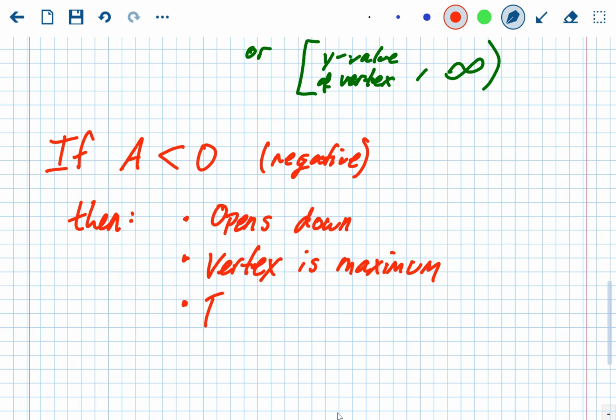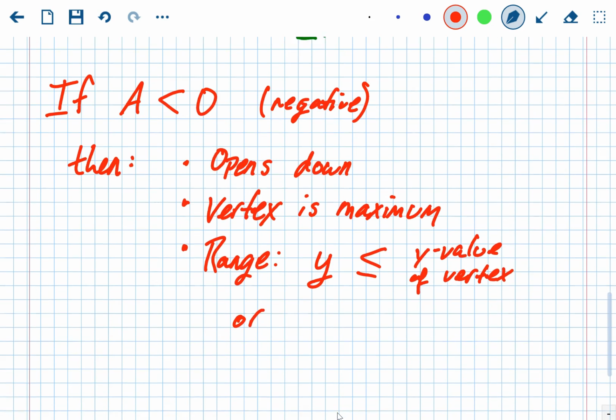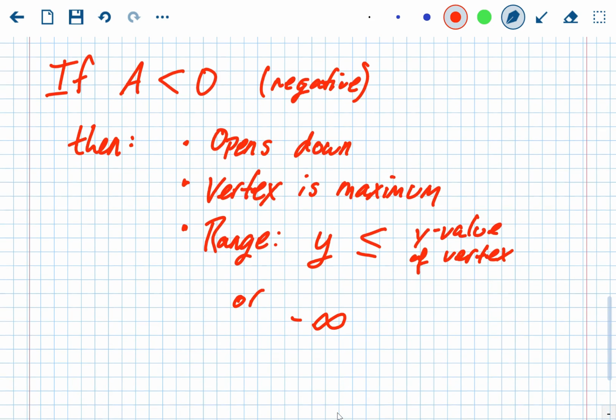And your range is going to be the flip of what we just wrote. It's going to be your y values are going to be less than or equal to the y value of the max, or the y value of the vertex. Or as an interval, it's going to go from negative infinity up until the y value of the vertex, bracket. All right, so a gives you a lot of information.